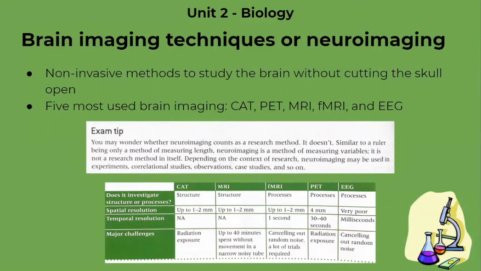An exam tip in the book explains that neuroimaging is not necessarily a research method in itself, but rather it would be what is included in other research methods. So it's important to know what they are and their functions. And underneath that is a table, also in the book, that summarizes the five brain imaging techniques.